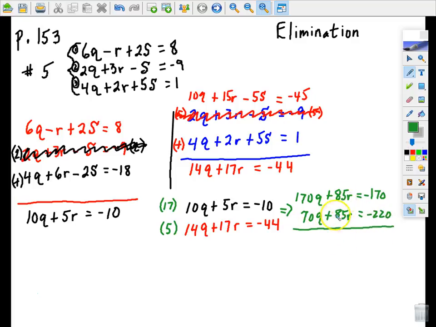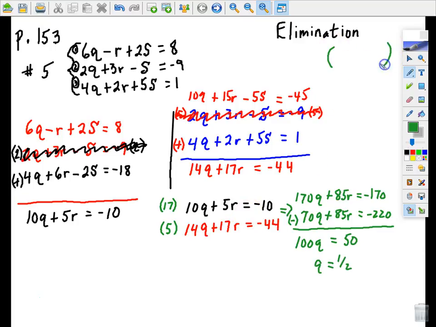All right. So with subtraction, I eliminate R. So 170 minus 70 is 100Q. R's are gone. And negative 170 minus negative 220. Well, when you subtract a negative, that's like adding. So it's really negative 170 plus 220, and that's 50. So when you divide by 100 on both sides, you get 50 over 100, which is 1/2. All right, so we got Q.